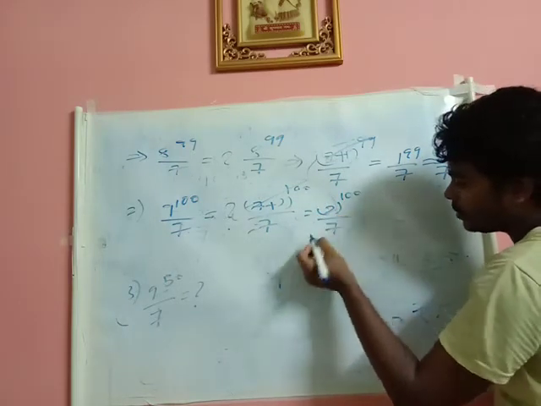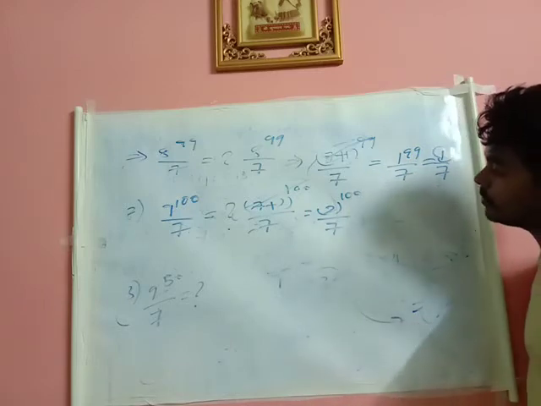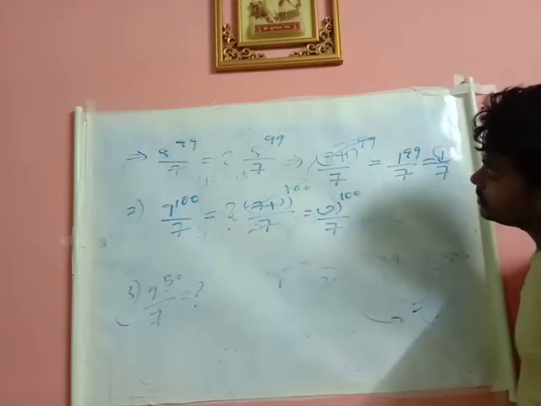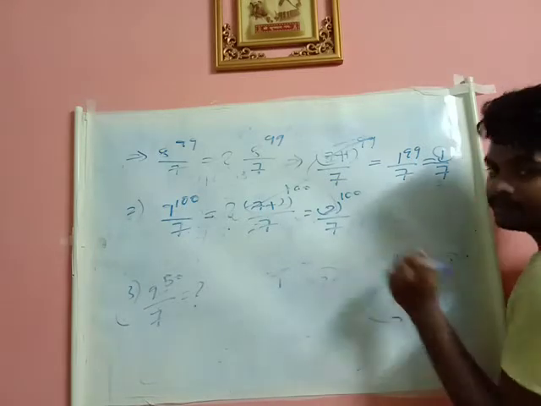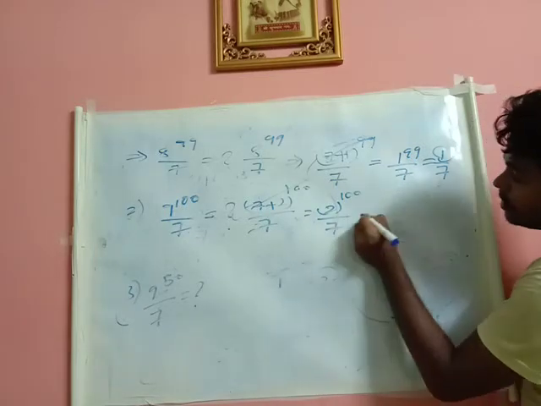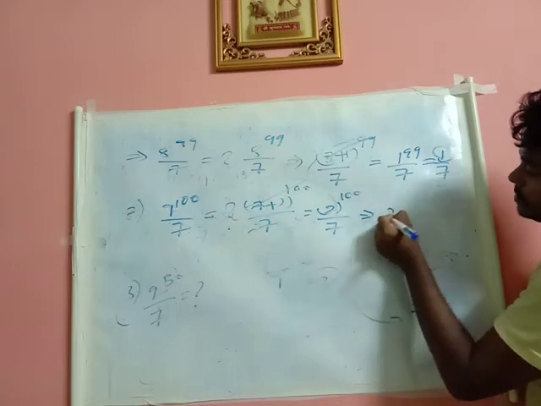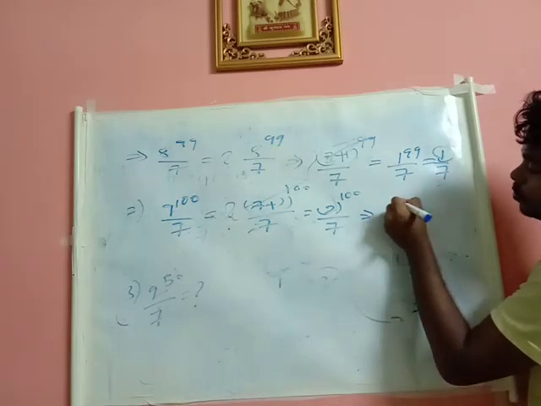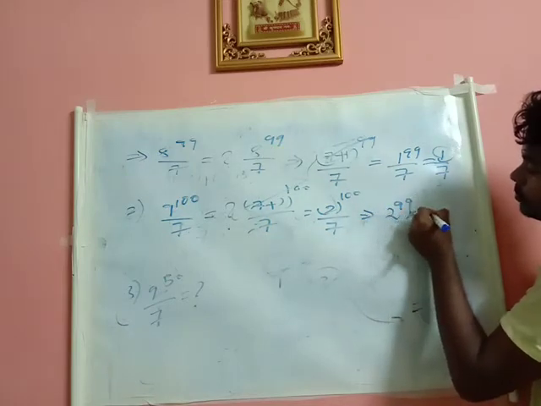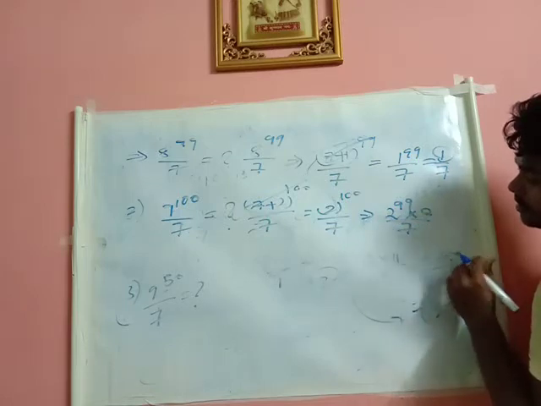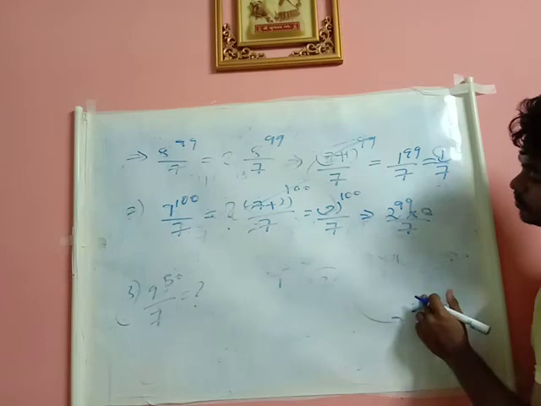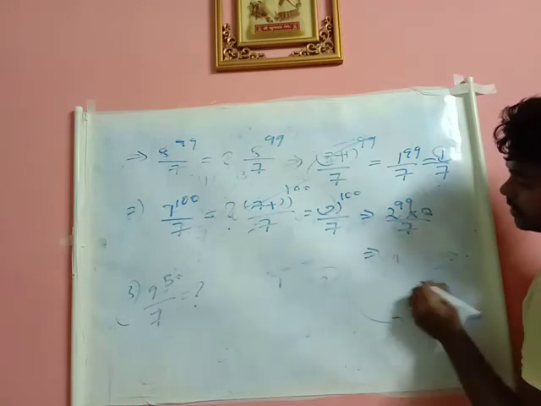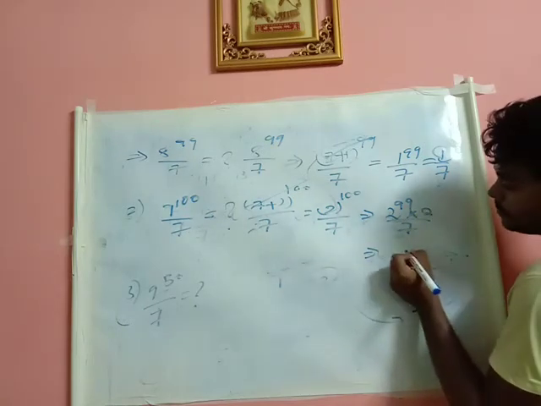How can I convert my 2 to 7? Is there any chance to convert 2 to 7? Let's see. Initially, I will write 2 power 99 into 2 by 7. Is this correct? Can I write 2 power 100 as 2 power 99 into 2? Right? So we can write.